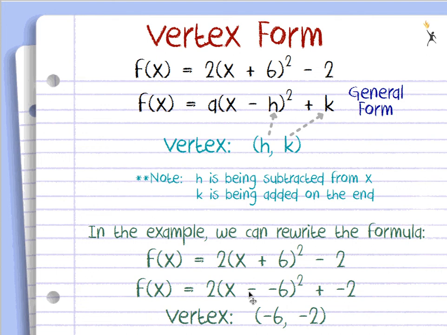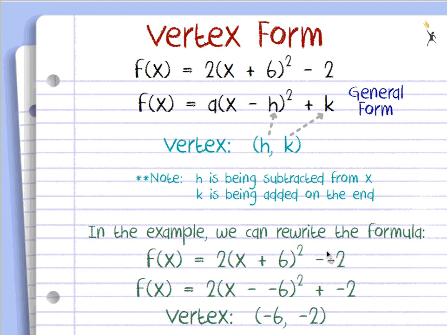When I have subtraction inside my parentheses, I can just take that negative 6 and put it as the x value of my vertex. And if I have an addition on the outside of my parentheses, I can take that negative 2 now and put it as the y value of my vertex. If you take a look at your original equation, x plus 6, and I got a negative 6 out, it's almost like what's inside the parentheses, you can take the opposite of that number and use it as your x value.